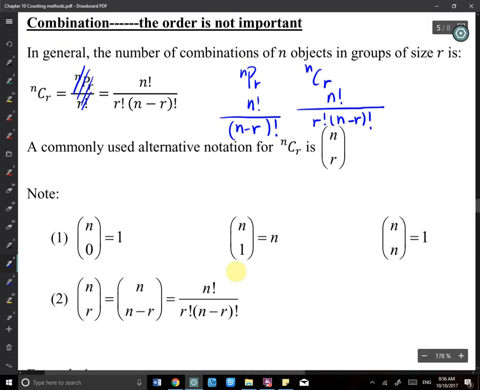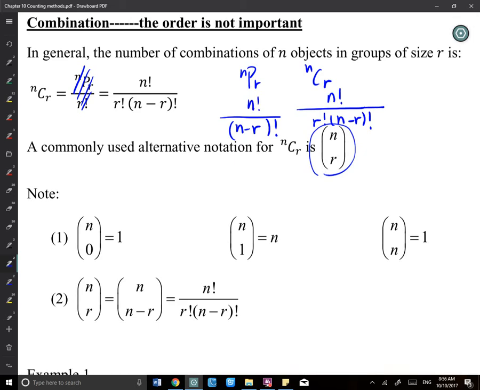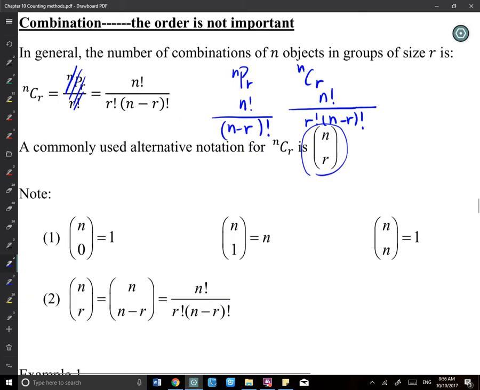Also, nCr can be written in this way: a big bracket with n on top and r at the bottom. That's another way to represent nCr, and we use that more. We use the bracket notation more. So there are 4 special things. What are those 4 special things?